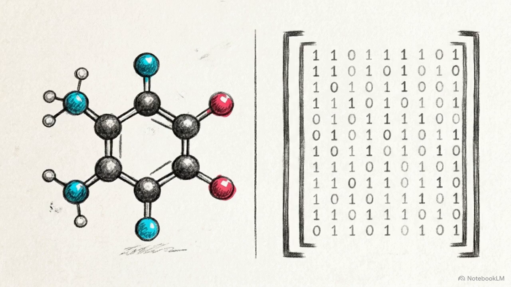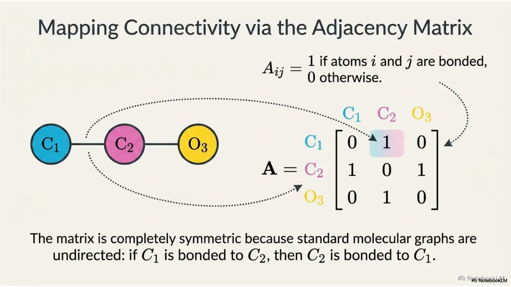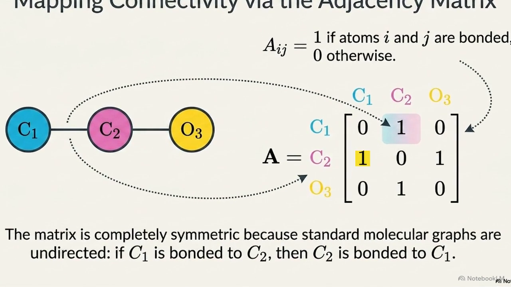Once the resolution is set, the visual graph is converted into a table of numbers that the algorithm can process. Topology is mapped using an adjacency matrix, denoted A. It records connectivity, assigning 1 where a bond exists and 0 where not. Because standard covalent bonds are undirected, the matrix is symmetric. If carbon 1 bonds to carbon 2, carbon 2 bonds to carbon 1.